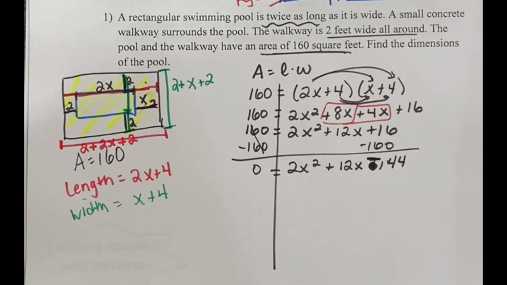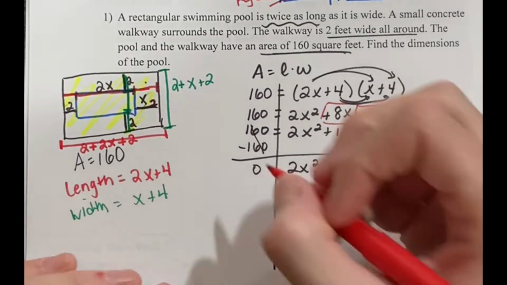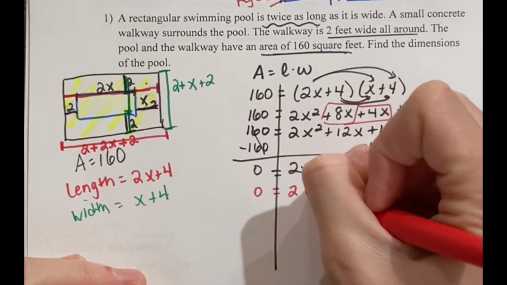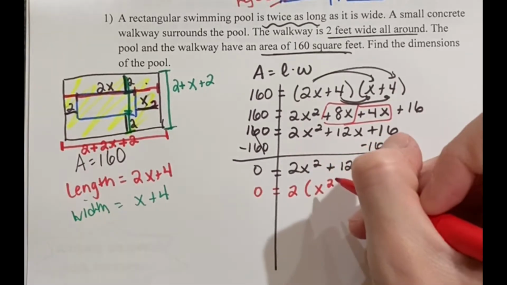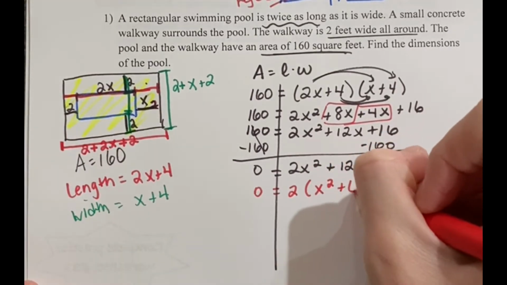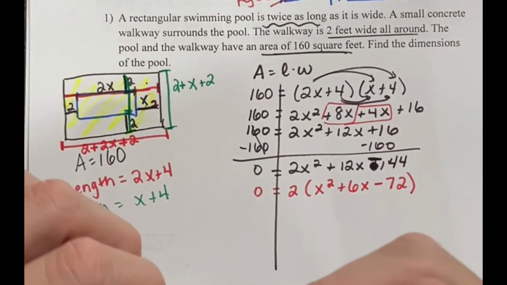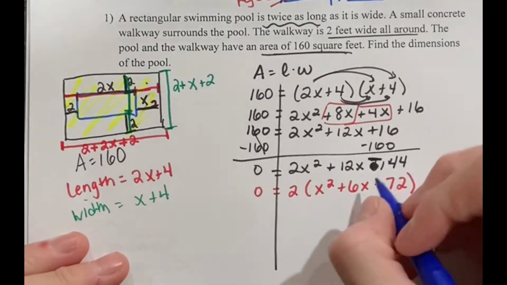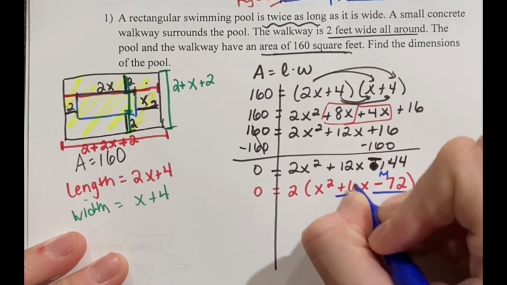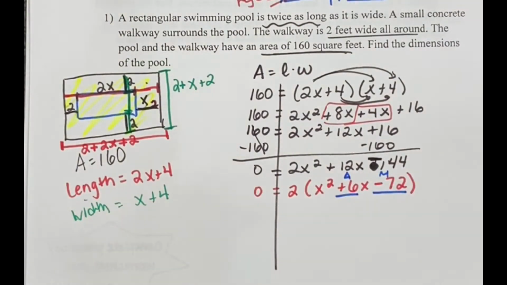So then we're going to look, and the first thing I notice here is I have a GCF. So I'm going to factor out my GCF of 2. And I'm left with x squared plus 6x minus 72. Now I need to do trinomial. So I need to figure out what multiplies to give me negative 72 and what adds to give me 6.